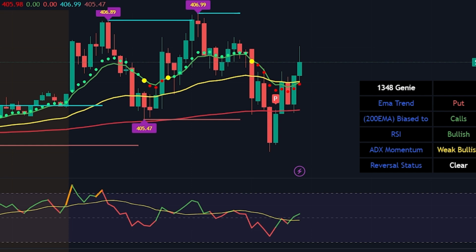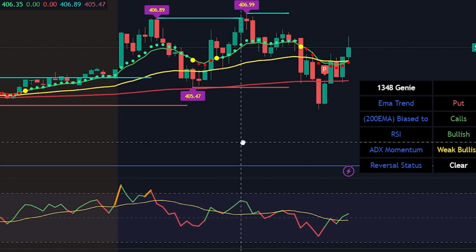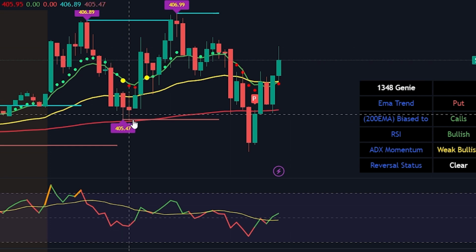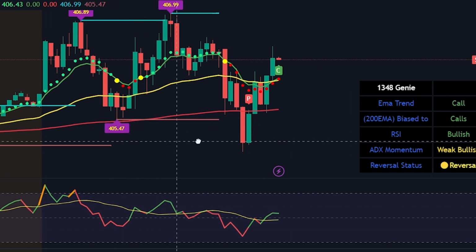Now, we have what we call the traffic lights, okay? And the traffic lights here are essentially momentum indicators and tell you when there's a shift in momentum.